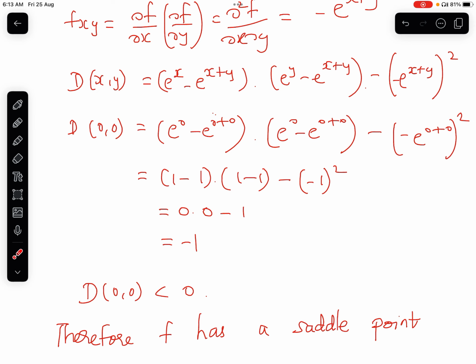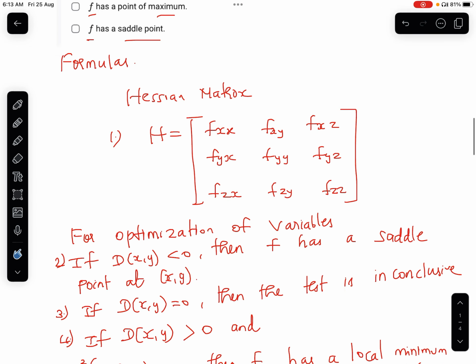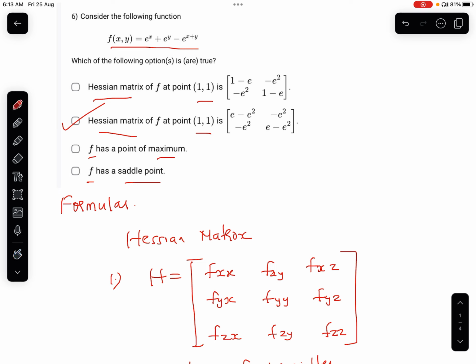So according to the formula, if D of x comma y is less than 0, then it has a saddle point. Therefore looking at options 3 and 4, we will get option 4 as the correct answer. Therefore options 2 and 4 are the correct answers.